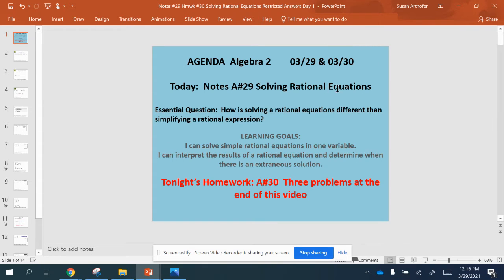So we're going to start solving rational equations. Before, we did simplifying rationals, multiplying, dividing, adding, and subtracting. Now we're going to move on to solving. This is going to be a 2-day lesson. The essential question is, how is solving a rational equation different than simplifying a rational expression?